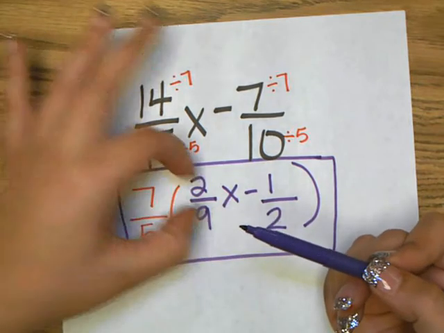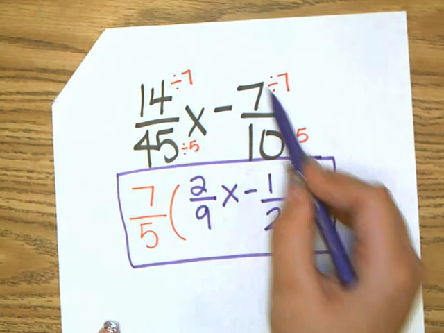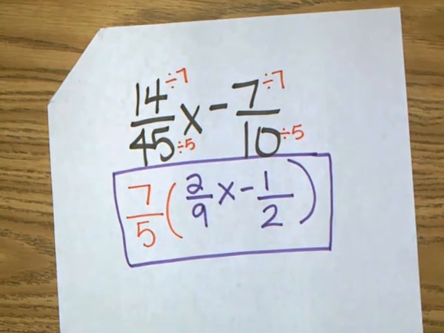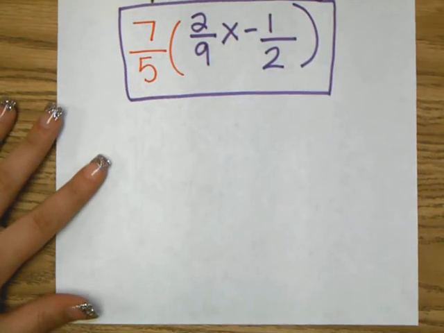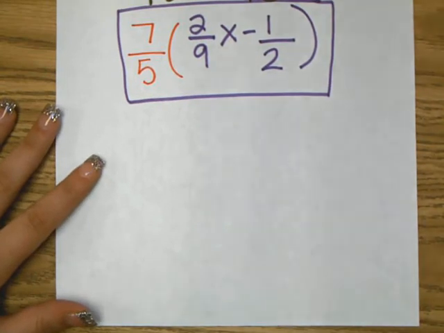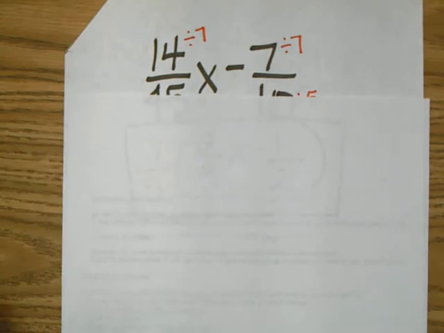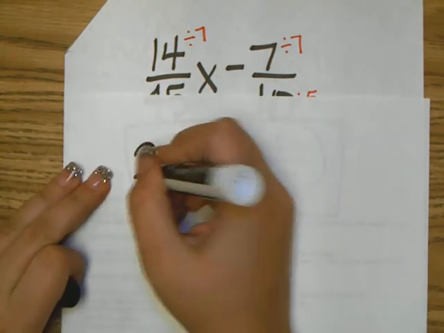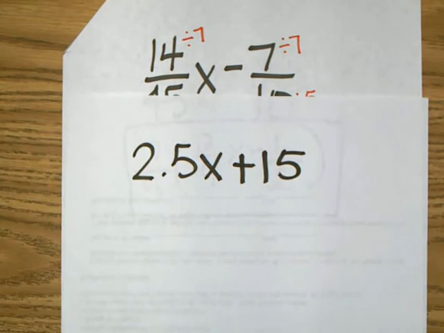And remember, you could check it by multiplying 7/5 by 2/9 and 7/5 by negative 1/2, and you will get the answer here in black. Now the third kind of problem that we're going to solve requires decimals. So let's say we had 2.5x plus 15. The ones that require the most practice, that are most difficult, are the ones with decimals.